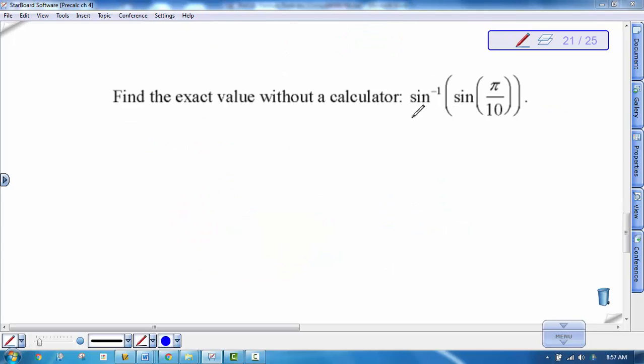Now, here's another example then. If we take the inverse sine of the sine of an angle, these always undo each other. Inverses undo one another. That's what they are. That's the reason they're useful in the first place. So we're going to get pi over 10.